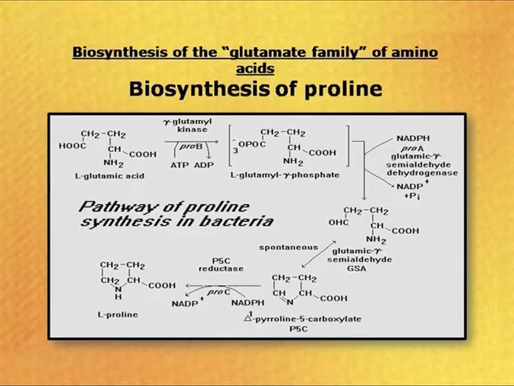the biosynthesis of the glutamate family of amino acids. First of all, in this slide we can see the biosynthesis of proline. Glutamate family of amino acids means all of these amino acids are synthesized starting from L-glutamic acid. Now here in this slide we can see that L-proline is synthesized following a multi-step pathway starting from L-glutamic acid.